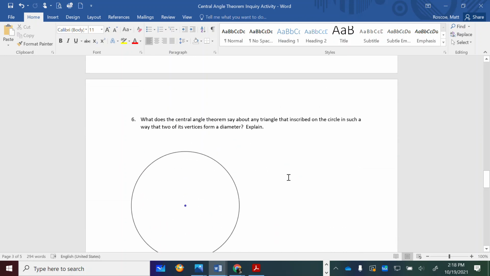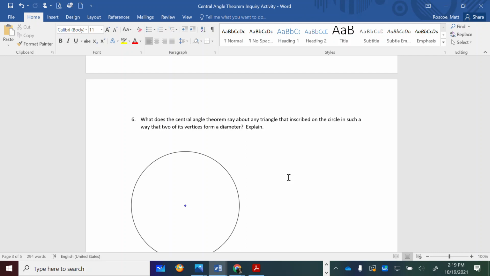So what does the central angle theorem say about any triangle that's inscribed on a circle in such a way that 2 of its vertices form a diameter? Here, they could perhaps go back to the applet and see what seems to happen. Basically, the central angle, if it's a diameter, is 180. So the inscribed angle that corresponds to that central angle is going to have to be half of 180, or 90. So anytime we construct an inscribed triangle on a circle such that one of its sides is a diameter, that triangle will be right.